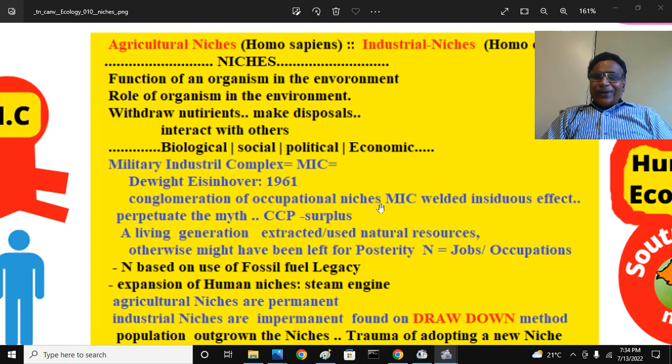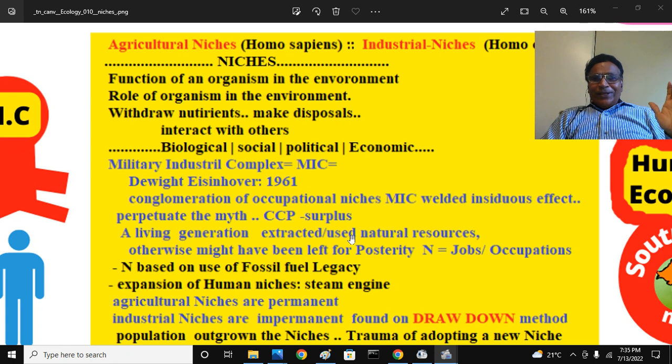He coined this word called military industrial complex. That is the political word essentially. Dr. Catton equates that more or less to what is called industrial occupational niches that humans occupy today. Military industrial complex is nothing but, you can equate them to ecologically, occupational niches. This has an insidious effect on the human population today.